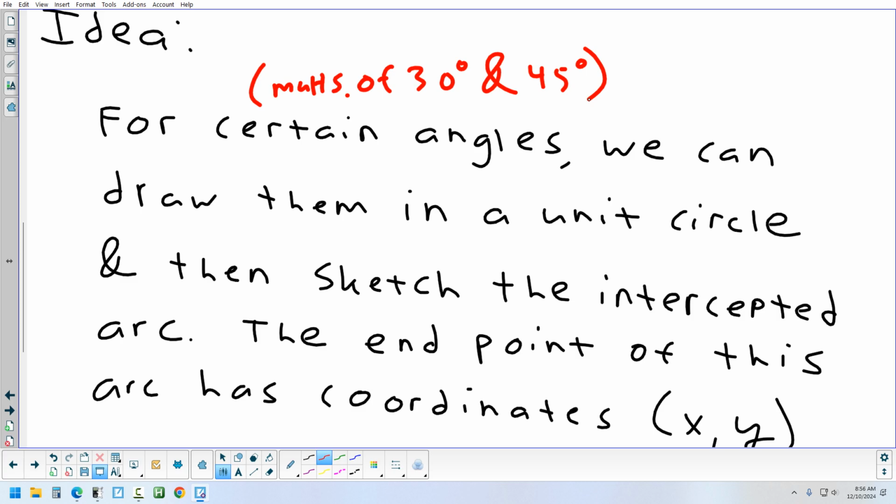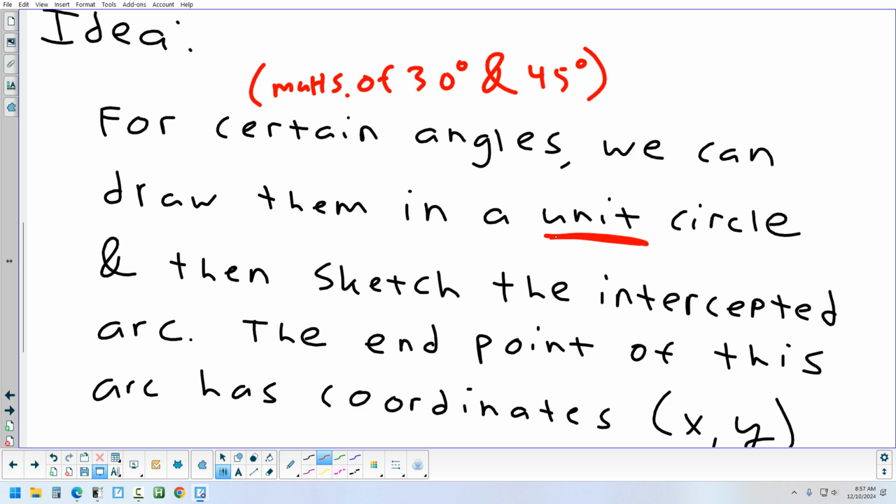So we're going to draw the angle in a unit circle, and then we're going to sketch that arc, and we're going to find the end point of that arc, which is where the terminal side of the angle hits the circle. Now, you can do this type of trig on any circle, but we are specifically going to do a unit circle.